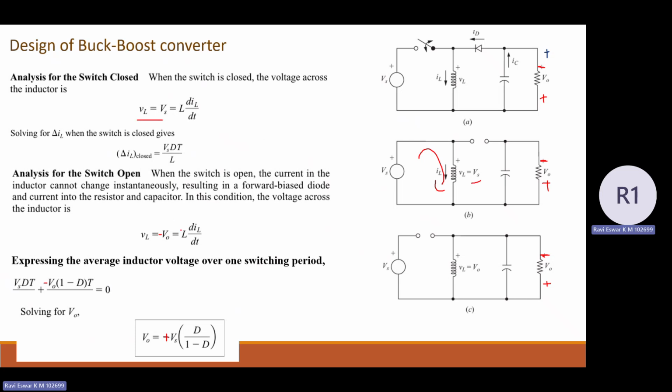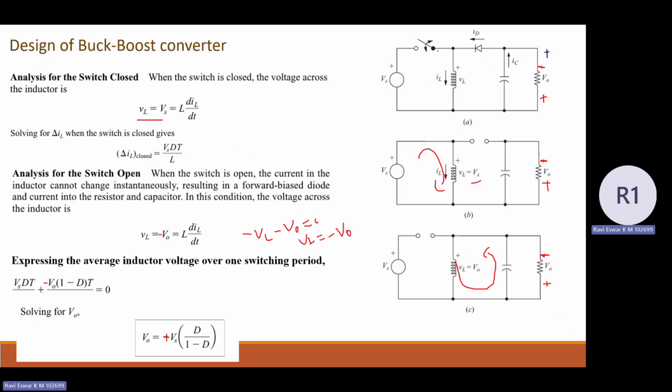Similarly during mode 2, this is the path, apply KVL here. I can apply KVL as minus VL and then minus V naught equal to 0. From this I can write VL equal to minus V naught.